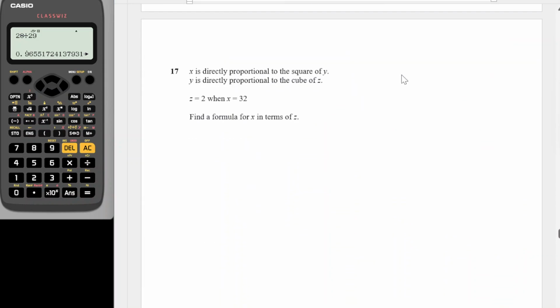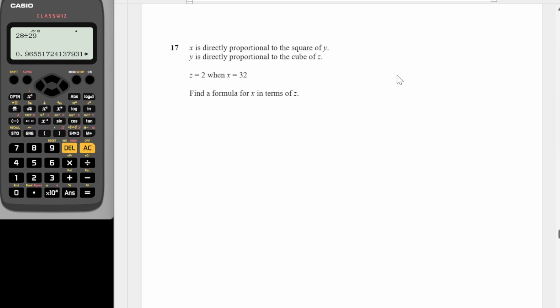Okay, question 17. X is directly proportional to the square of y. Y is directly proportional to the cube of z. When z is equal to 2, x is equal to 32. Find a formula for x in terms of z. So if we start putting this information in, x is directly proportional to the square of y, so x equals k y squared. I've done that the wrong way around. And then you're told that y is equal to, I'm going to use a different letter to k, m z cubed.